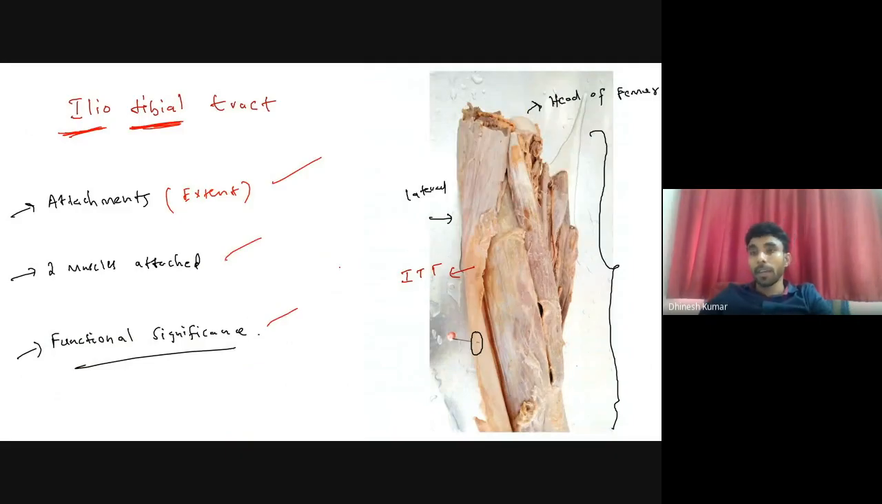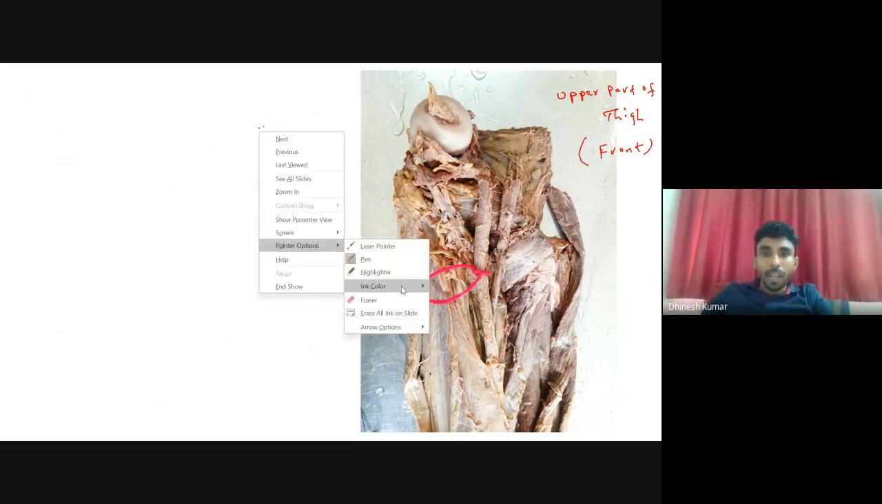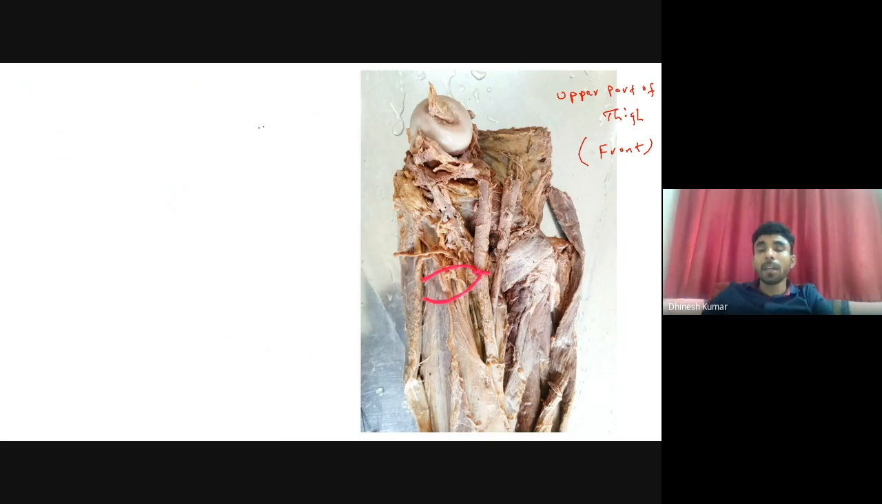Now coming to the next subquestion. Again, you are seeing in this image the upper part of thigh, the front anterior part. Upper part of thigh, front of thigh. Actually here we have one important landmark called the femoral triangle. Actually, it is not seen clearly.